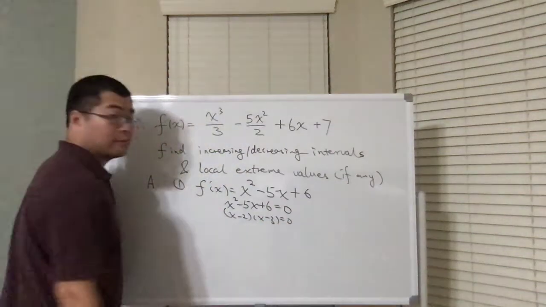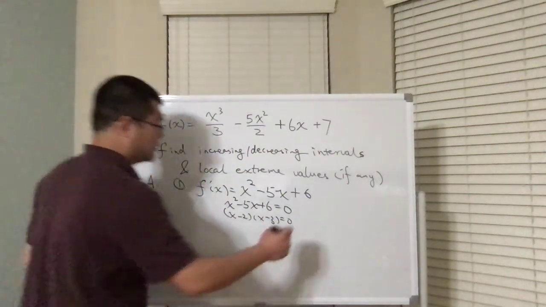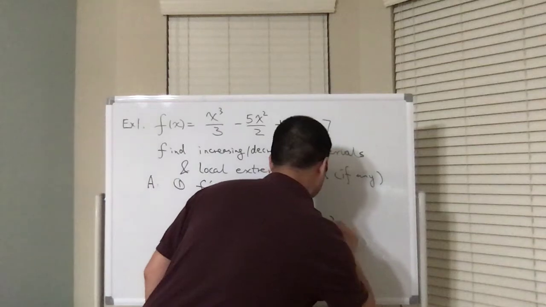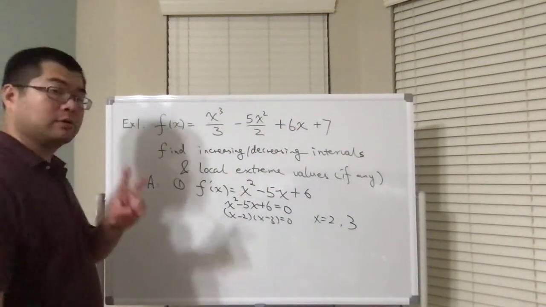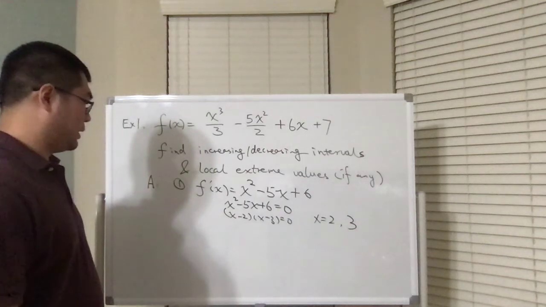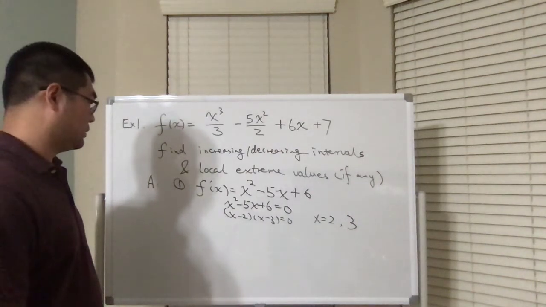Very easy to be factored, and you can solve that: x equals 2 and 3. Okay, 2 and 3. So those are the two critical points. And so this is step 1.